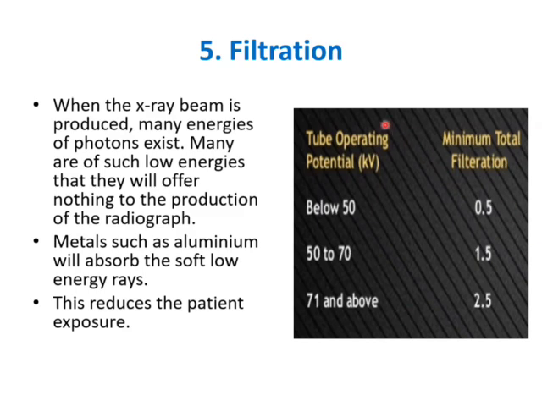So this is the tube operating potential. Below 50 kVp, the minimum total filtration is 0.5. Between 50 to 70, it is 1.5. And between 71 and above, the total filtration is 2.5.